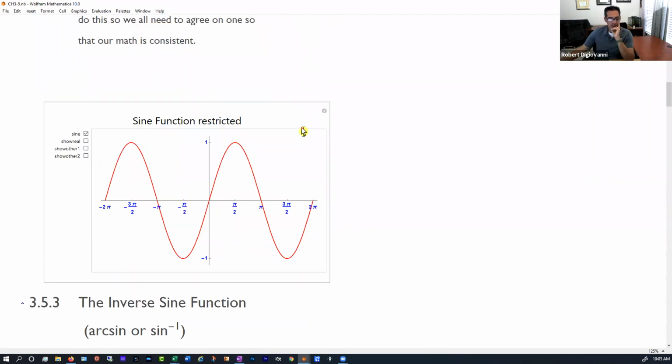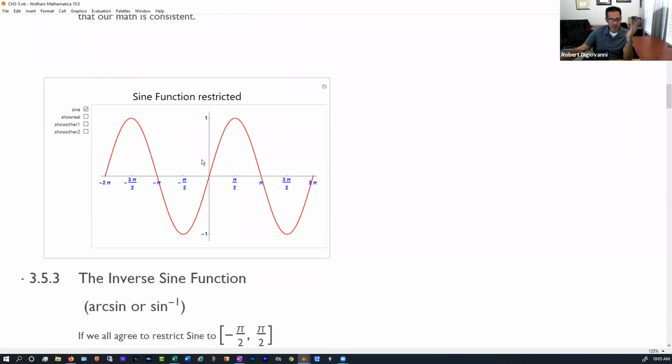Take a look at this. Here's the sine function. I didn't draw it in both directions forever, but just that little segment of it is definitely not one-to-one, right? So here's one thing I could do. I could restrict it there. Can you all see that in black?